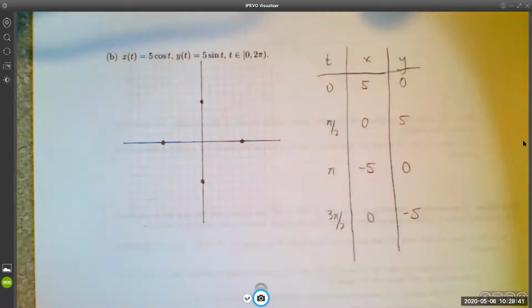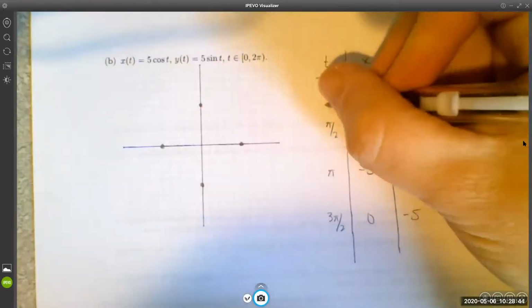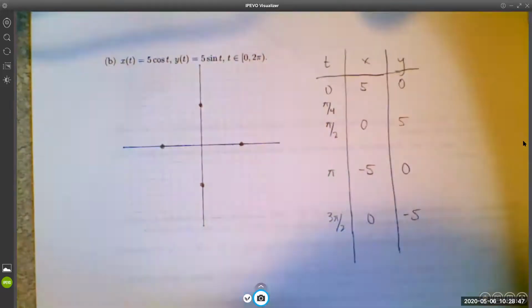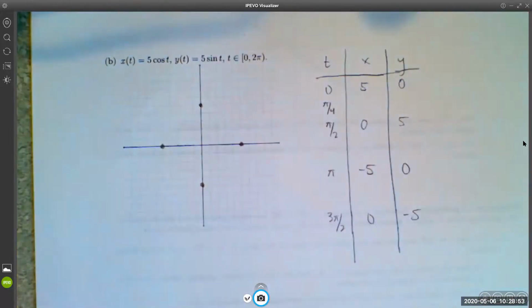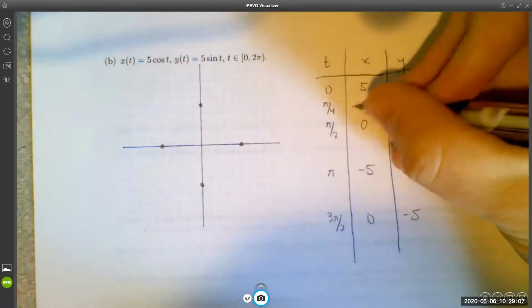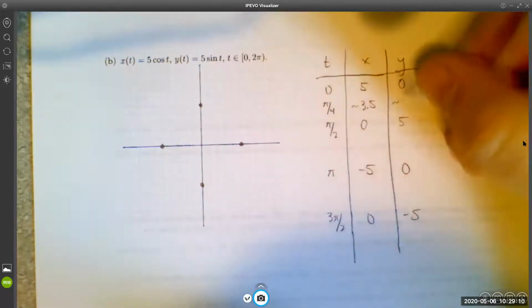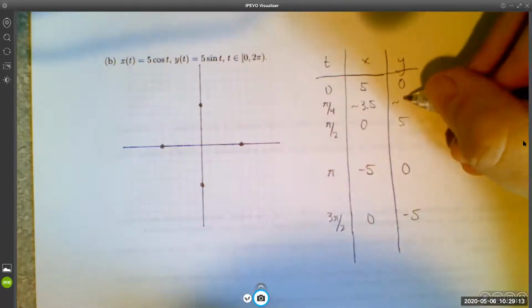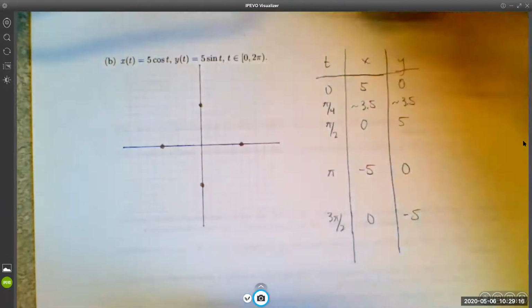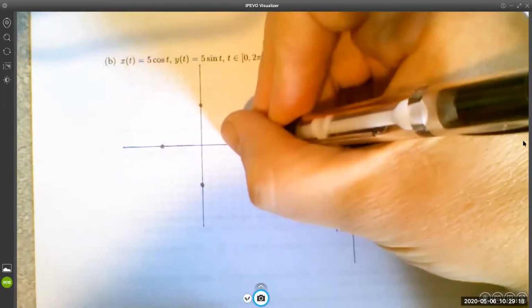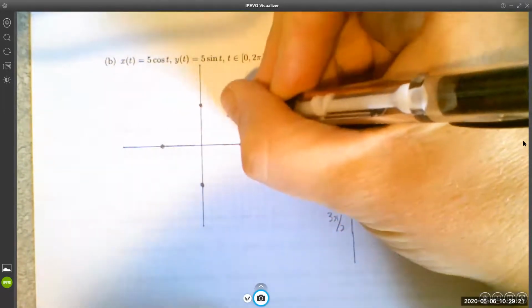So I guess we should probably plug in some points in between just to get a feel for what's going on. I'm going to plug in pi over 4. If I plug in pi over 4, cosine pi over 4 is root 2 over 2. And 5 times root 2 over 2 is about 3.5. So I get about 3.5 here. And this is going to be the same since sine of pi over 4 is also root 2 over 2. So those are both about 3.5. So 1, 2, 3 and a half, 1, 2, 3 and a half, right about there.